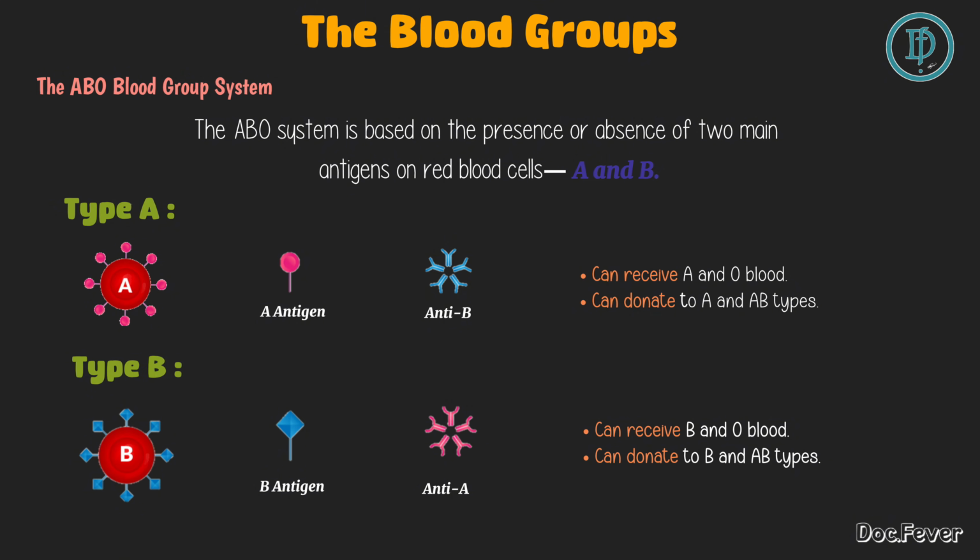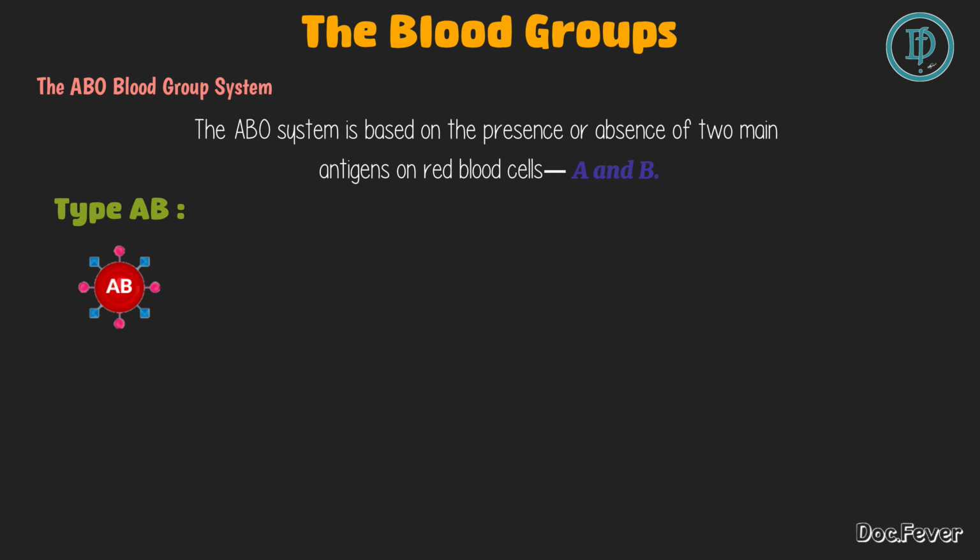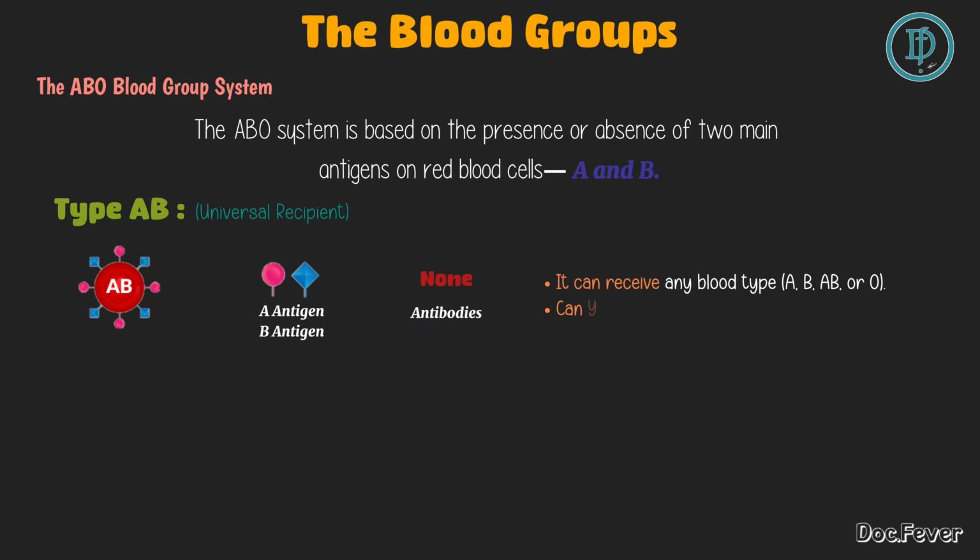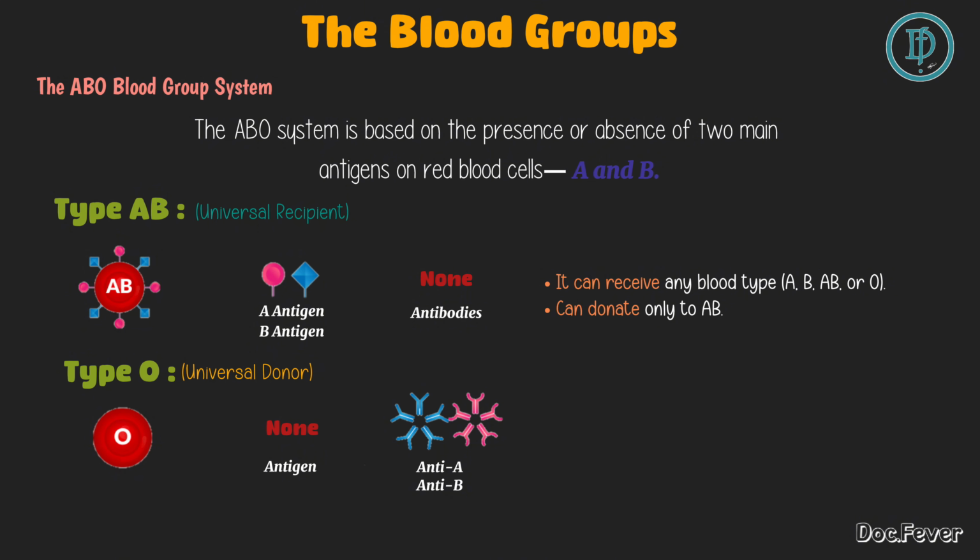Next is the blood type AB, which is also called universal recipient. Why it is universal recipient, we will talk about it later. Blood type AB has both A and B antigens, but the blood type AB has no antibodies, meaning it can receive any blood type, but it can only donate to AB type. Next is blood type O, which is also called universal donor. Why it is universal donor, we will talk about it later. Blood type O has no A or B antigens, but they have antibodies against both A and B. They can only receive O blood but can donate to all blood types.